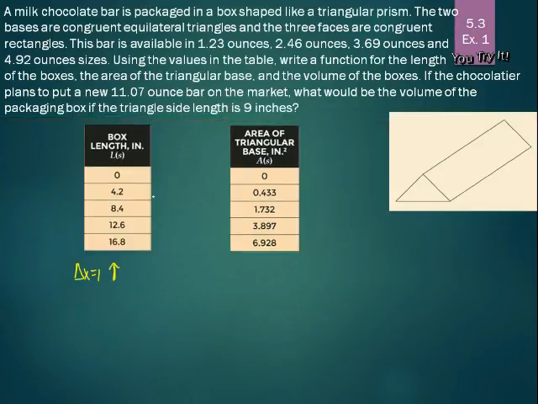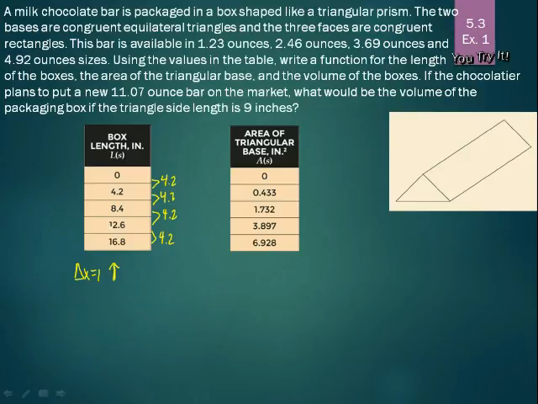So first looking at the box length in inches, let's find the finite differences. 16 and 8/10 minus 12 and 6/10 is 4 and 2/10. Similarly, subtracting 12 and 6/10 minus 8 and 4/10, we also get 4 and 2/10, and we get the same thing for the last two as well. And so this will be a linear function since it has the same first difference.